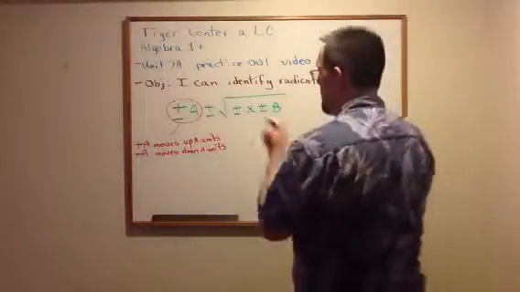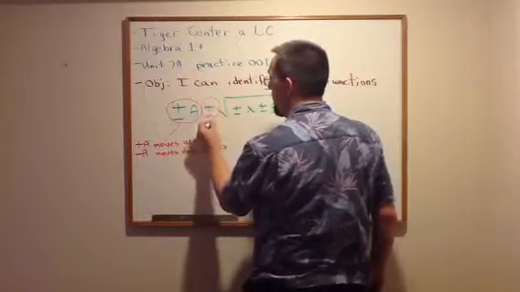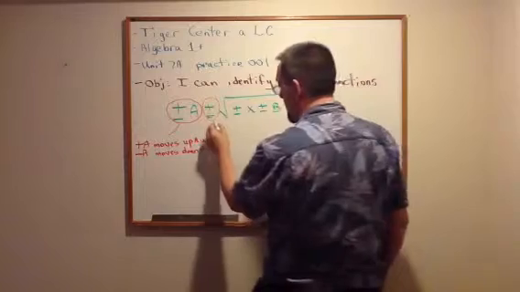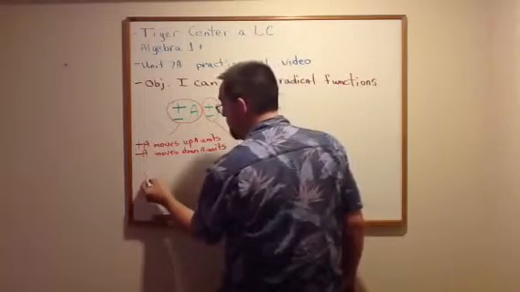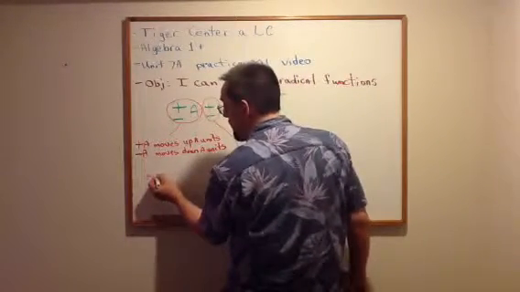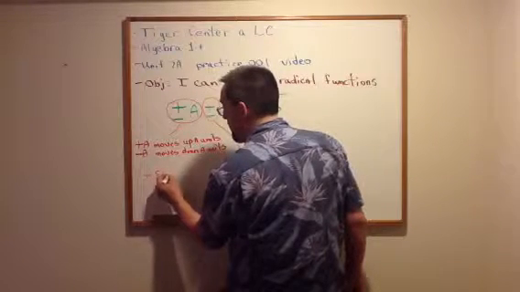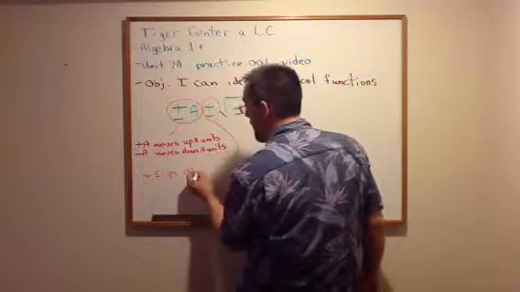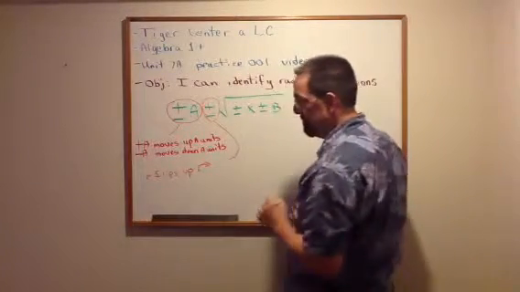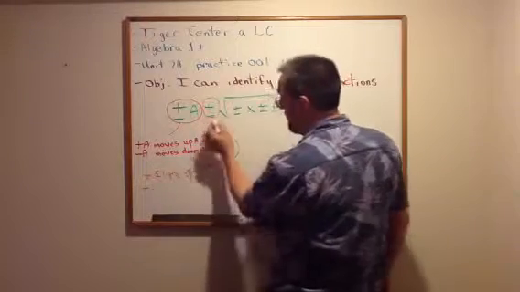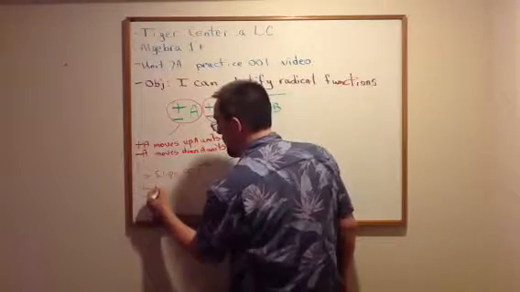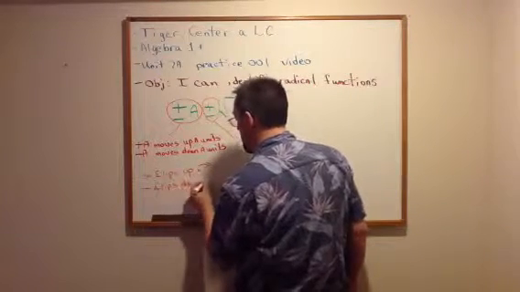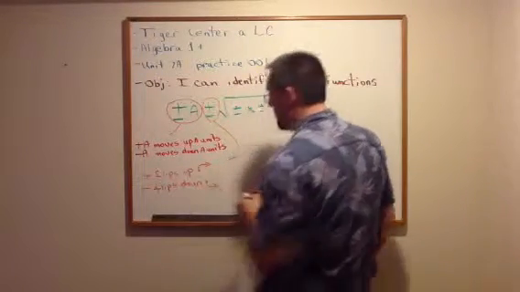Part 2. The plus or minus outside the radical. If we have a positive outside, that flips up and to the right, like so. If it's a negative outside the radical, that flips down, like so.